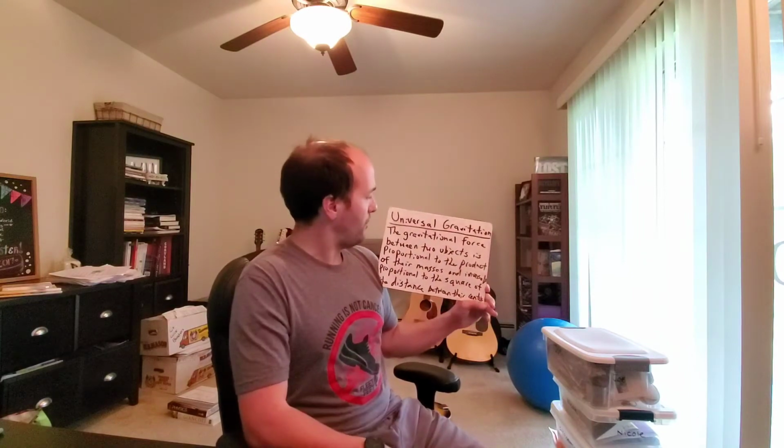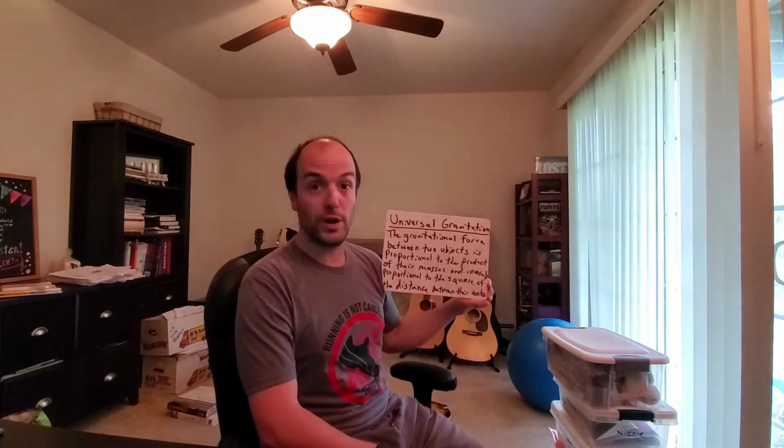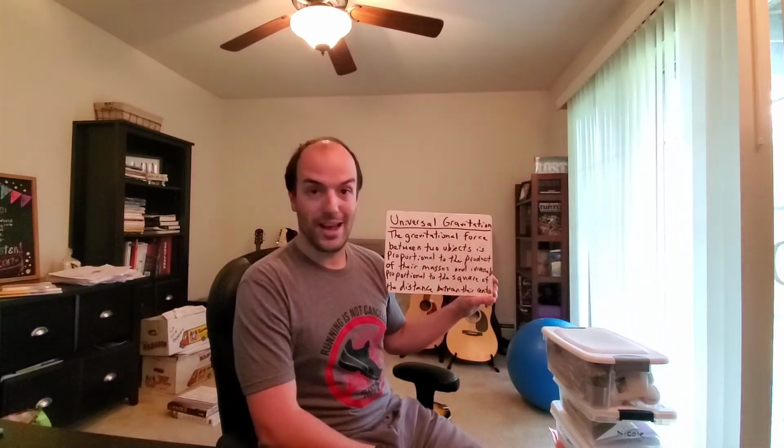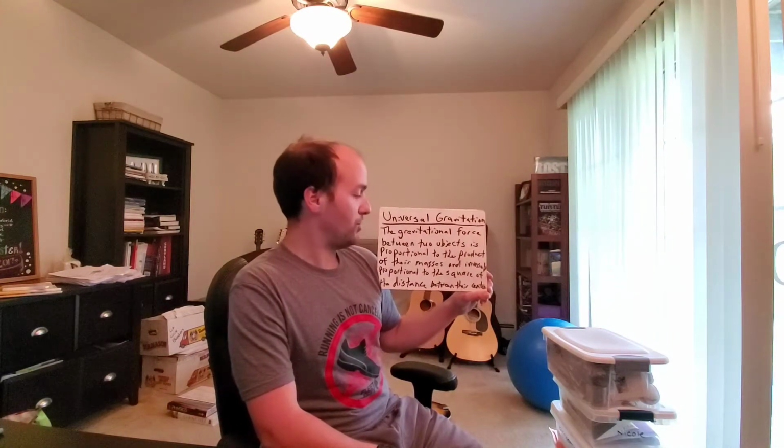Well, hello everyone. So today in this video, we're going to be talking about Newton's law of universal gravitation. Okay, so here we go. Universal gravitation: the gravitational force between two objects is proportional to the product of their masses and inversely proportional to the square of the distance between their centers.